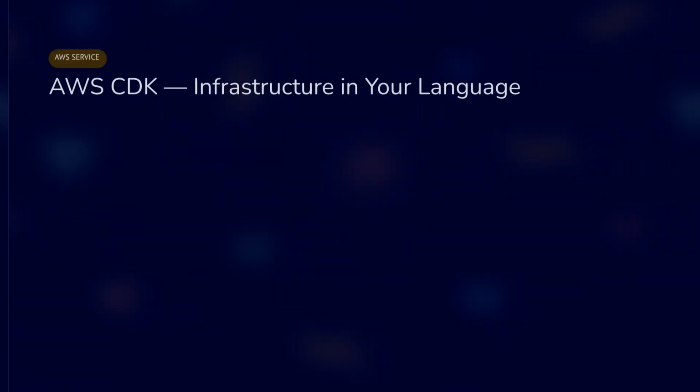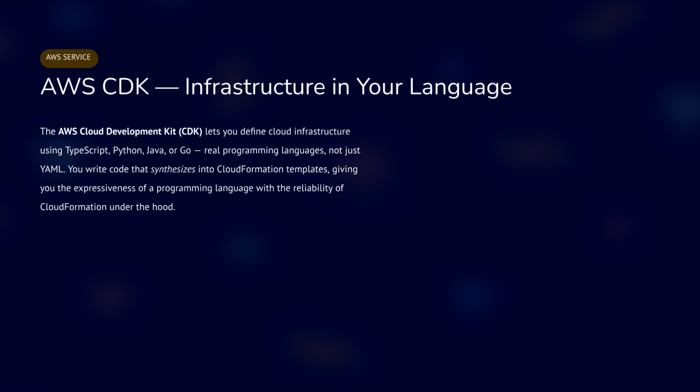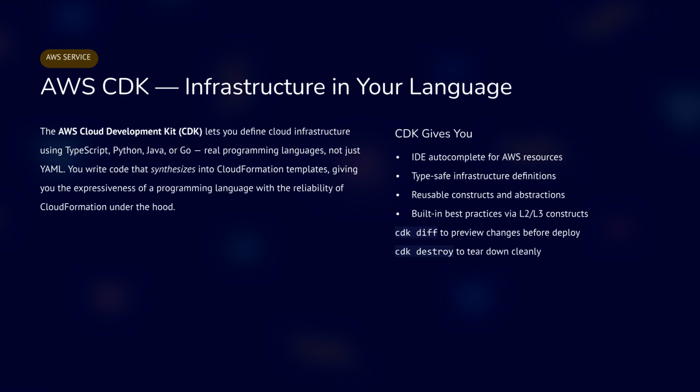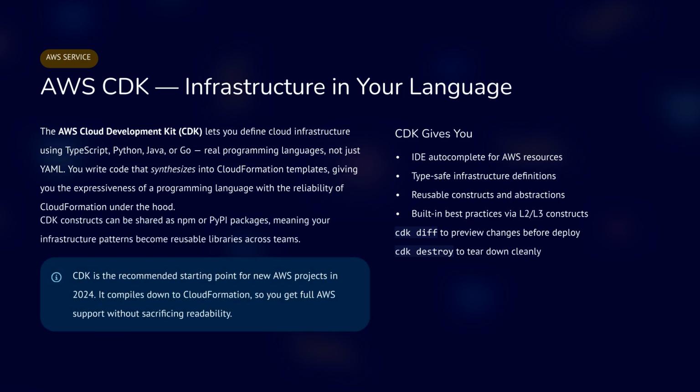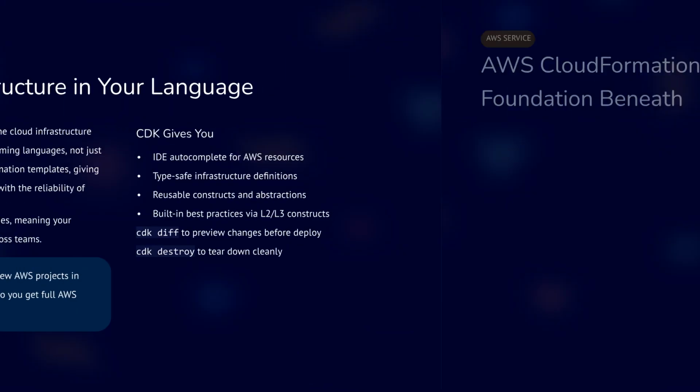The AWS Cloud Development Kit, or CDK, lets you define cloud infrastructure using real programming languages. It synthesizes code into CloudFormation templates, offering IDE autocomplete, type-safe definitions, reusable constructs, and built-in best practices. CDK is the recommended starting point for new AWS projects.